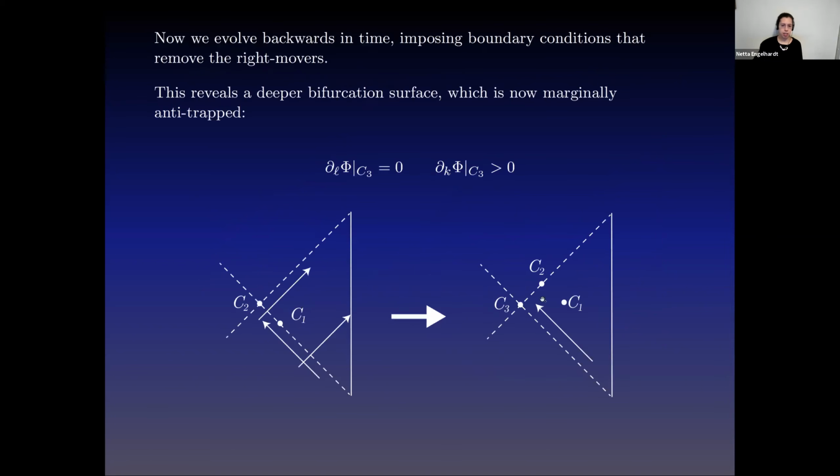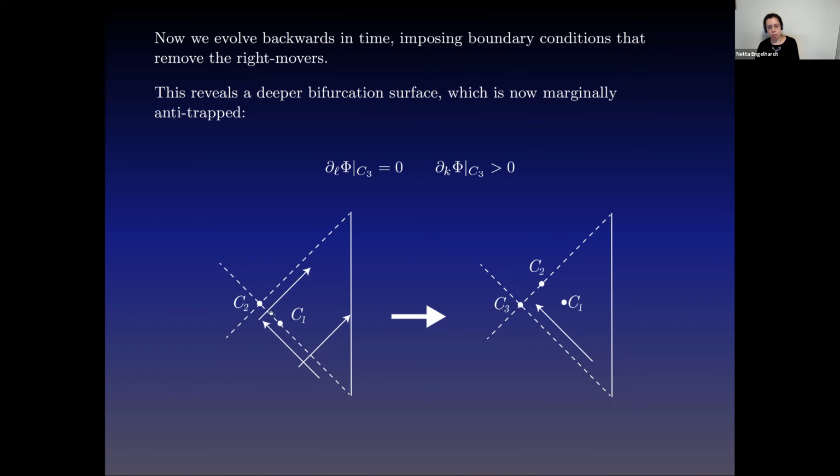All right, well, we can deal with that. Now we say we're going to evolve backwards in time, and we're going to impose the same boundary condition, where we remove the right movers. So we start out here, we evolve backwards, we basically do the same procedure, and we remove the right movers. Removing the right movers is going to cause this past horizon to become stationary and move inwards. Same thing, just in time reverse. And now we end up with the surface C3 here, a new bifurcation surface, which is deeper in. This one now is stationary along the past horizon, since we've removed all sources of focusing.